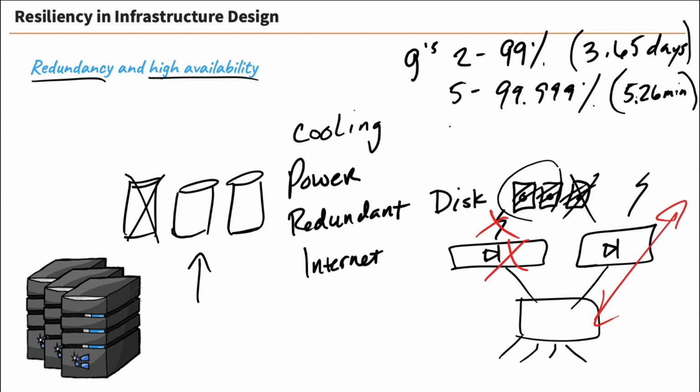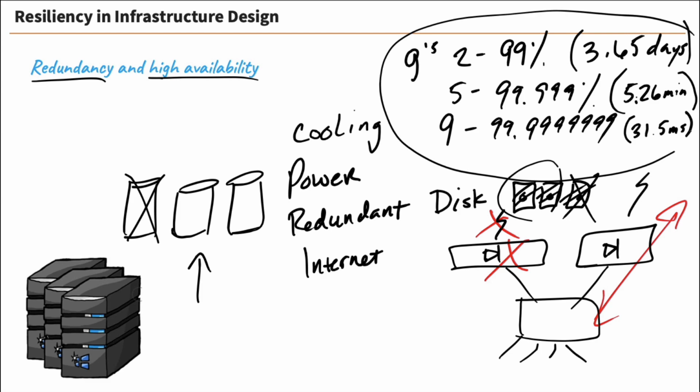So that's 5 nines. What if we went all the way up to 9 nines? That's a lot of nines. So 9 nines equates to about 31.5 milliseconds of downtime a year. That's like a hiccup, is all that is. It's only losing a couple of packets at this point. So again, when we're measuring availability, we generally do so in nines.